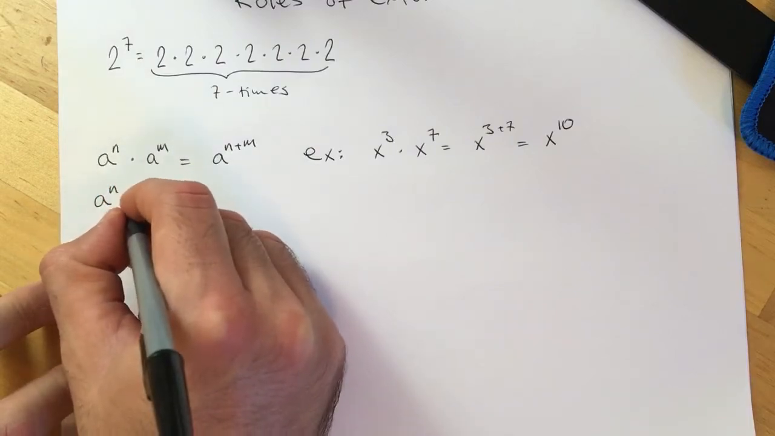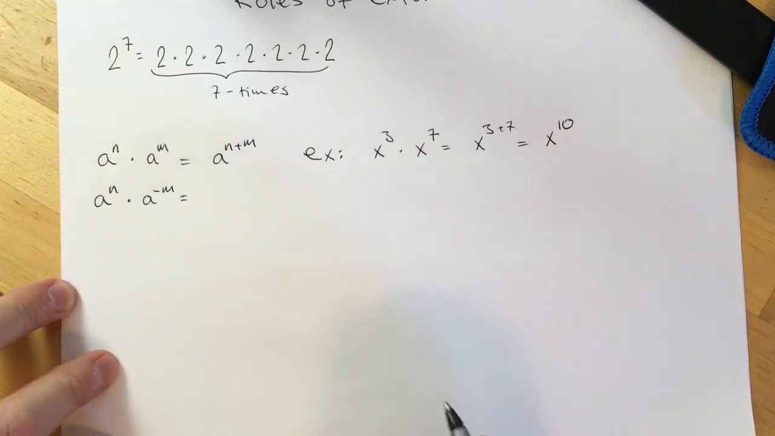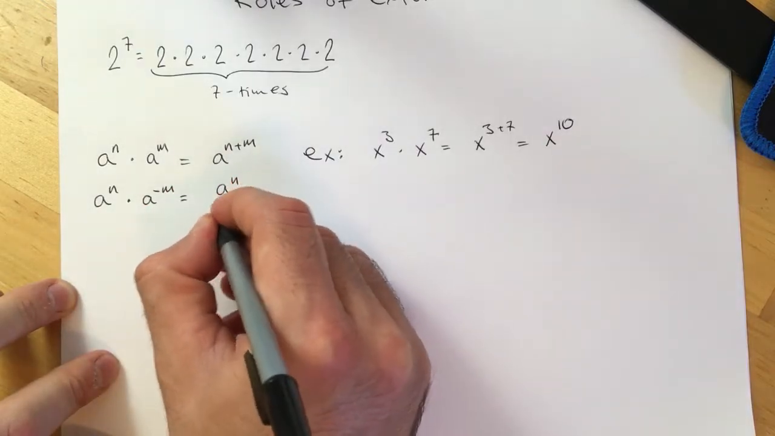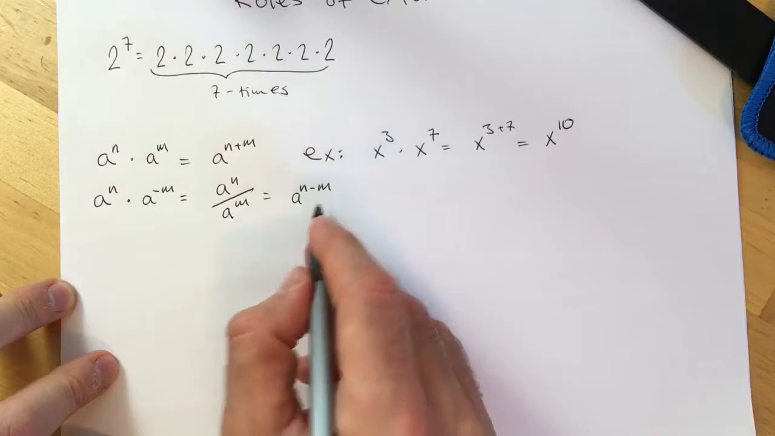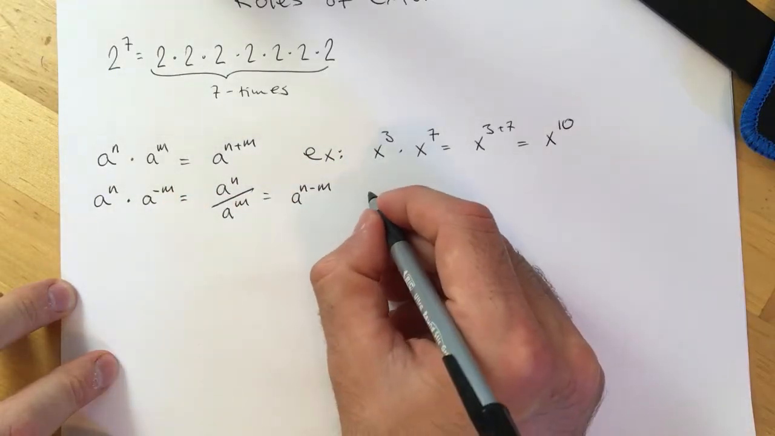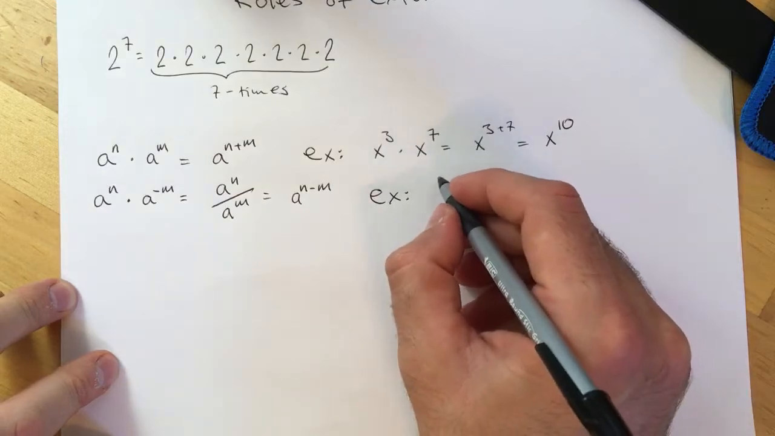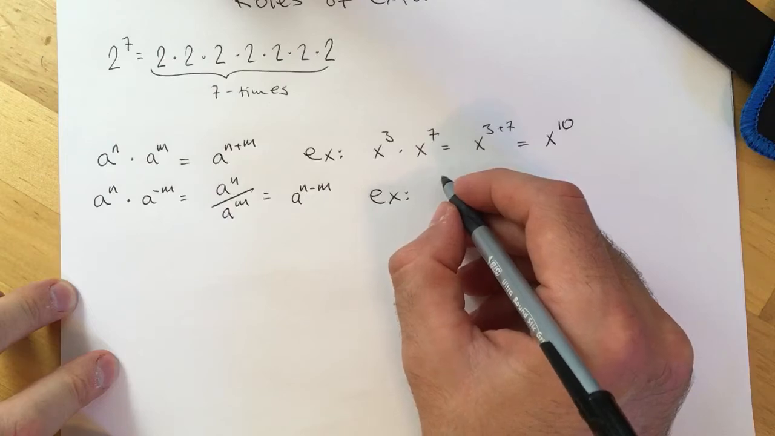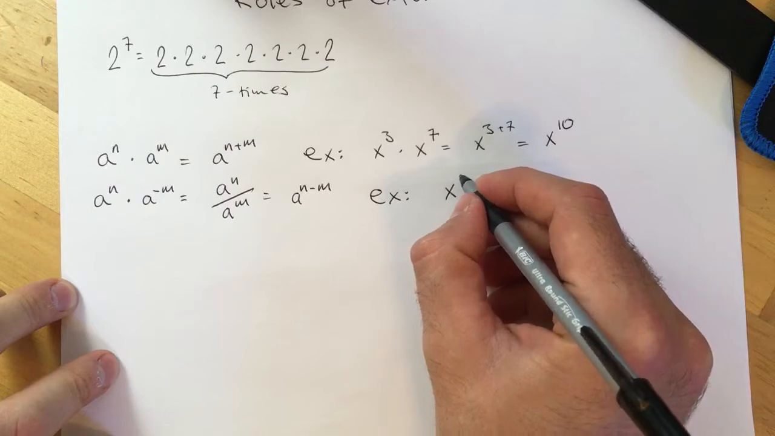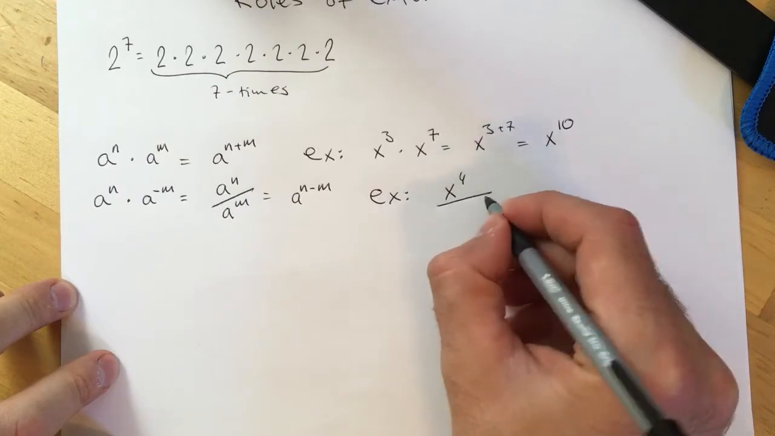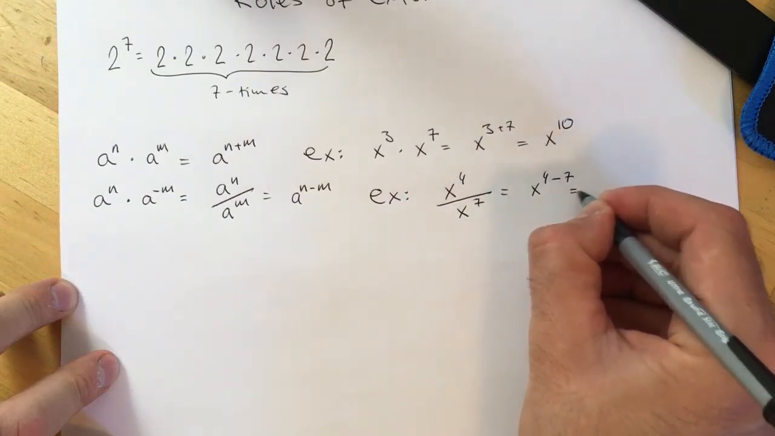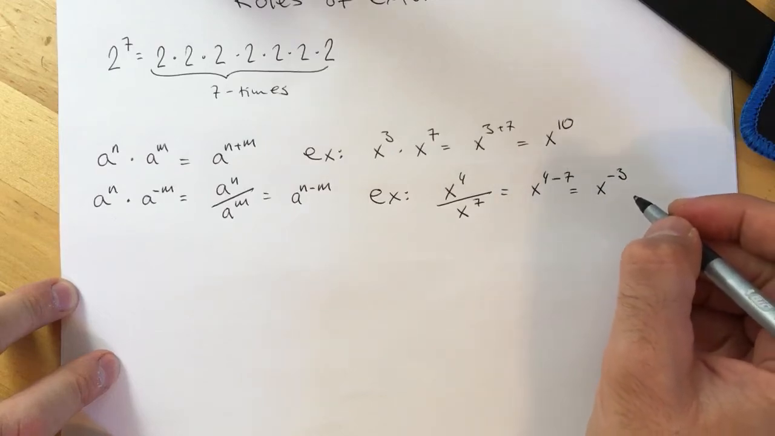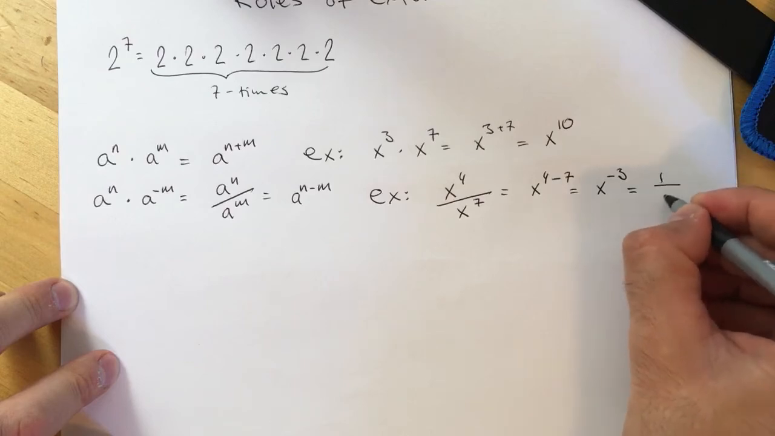a to power n times a to power negative m, this is equal to a to power n over a to power m. This is just a case of the first rule. So for example, if you have x to the power of 4 over x to the power of 7, this is x to the power of 4 minus 7, which is x to the power of negative 3, and then as we know this is 1 over x cubed.